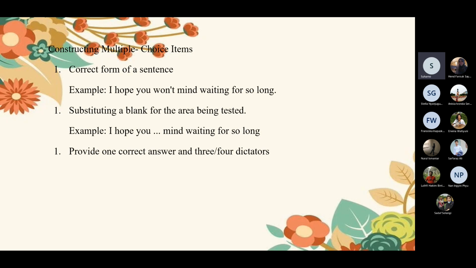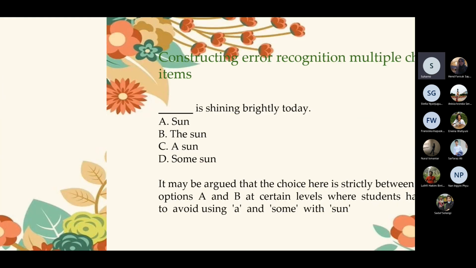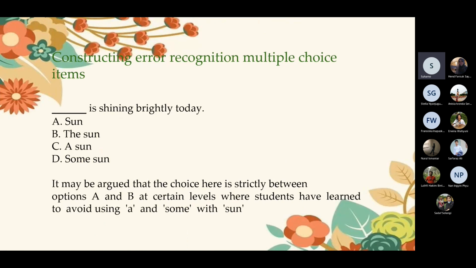Before I forget, about the choices of sun: you have the sun, a sun, some sun, and sun with no article. My question is why, when we write the sun, we always write it with the definite article. Why not just sun? Because we only have one sun. It's definite. So we say the sun is shining brightly today, because the sun is the only thing in the world. That is why we always write the sun.